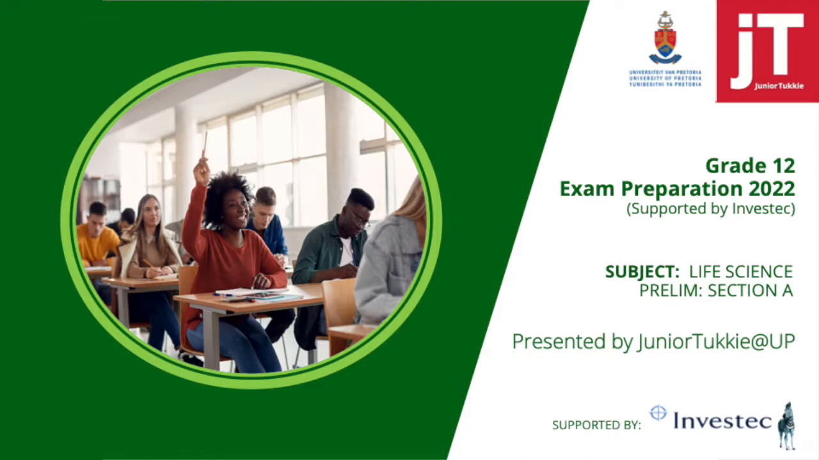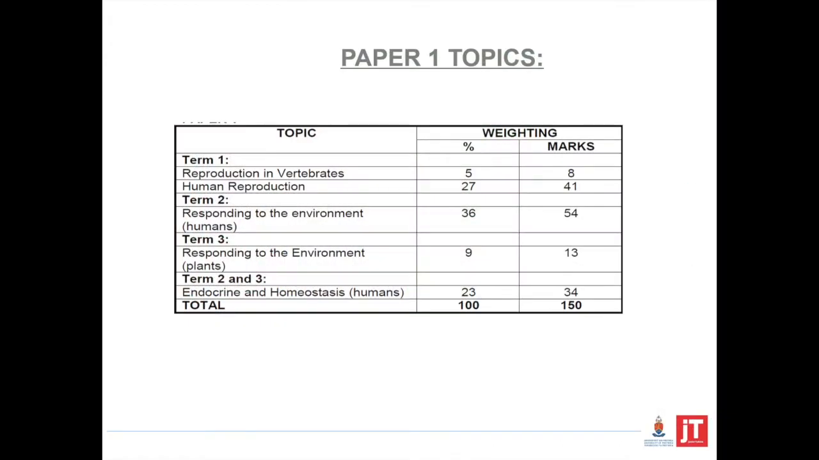In this video, I will be looking at the Gauteng Prelim 2021 Paper 1. Before we look at the Gauteng Section A, let's look at the topics that will be in this paper. From Term 1, Reproduction in Vertebrates, for 8 marks. Human Reproduction, 41 marks. Term 2, Responding to the Environment in Humans, 54 marks. Term 3, Responding to the Environment in Plants, 13 marks. And from Term 2 and 3, Endocrine and Homeostasis, 34 marks.